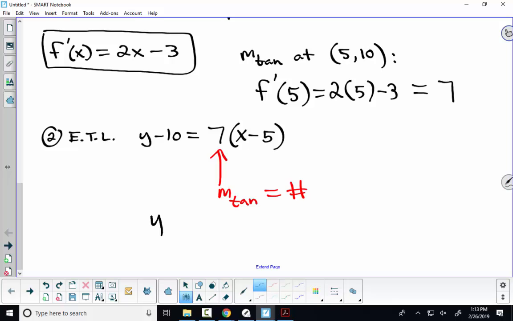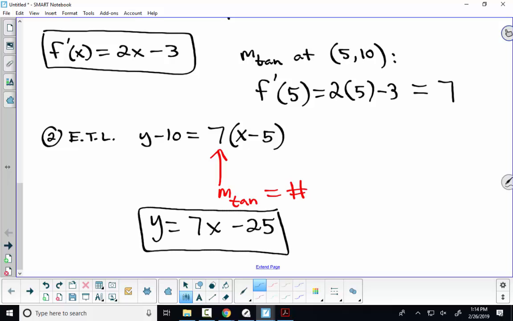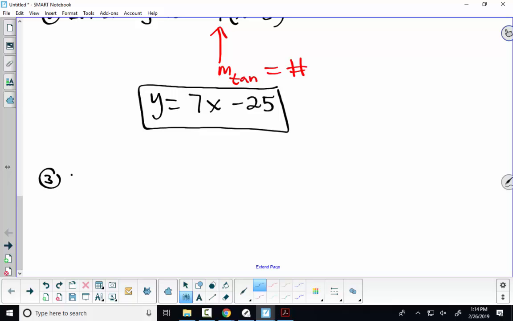So what do we get? We get y equals 7x minus 35 plus 10. So there's the equation of the tangent line. So the normal line slope, as we mentioned, since it's perpendicular, is -1/7. And then we'll just construct the equation of that particular line at the point (5, 10).